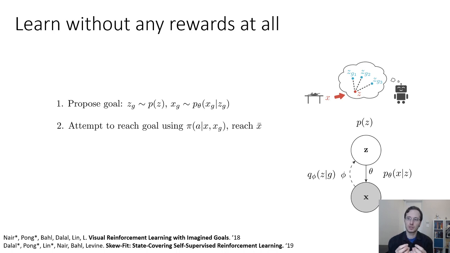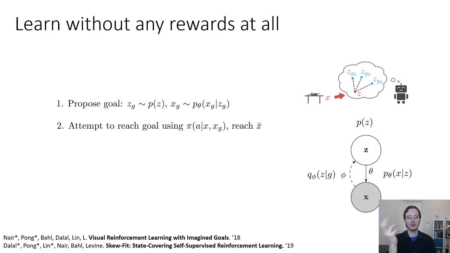And then you could attempt to reach that goal using a policy. So your policy now would be a conditional policy. So it would be a distribution of our actions given the current image x and given the goal xg. And when you attempt to reach the goal using this policy, the policy may or may not succeed. So let's say that it reaches some state, and we'll call that state x bar. Ideally, we would like x bar to be equal to xg, but in general, it might not be.